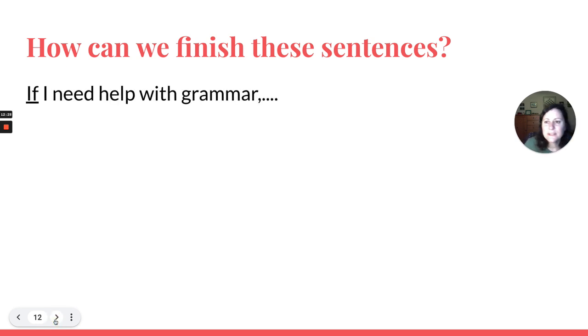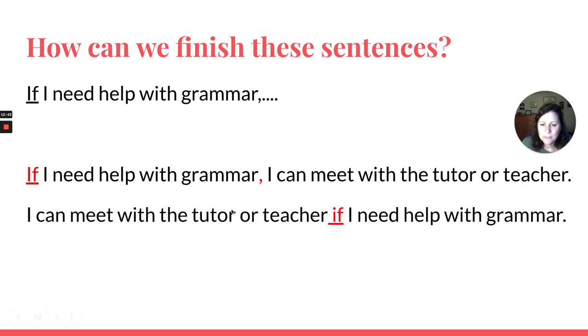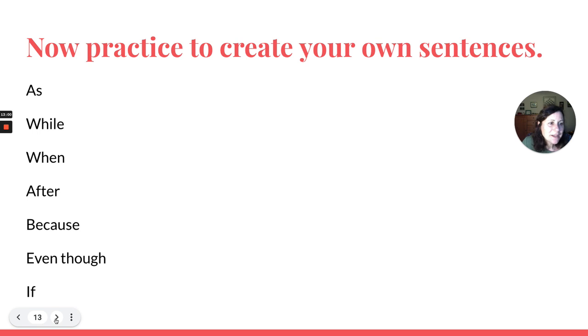Let's do one more. If I need help with grammar, what can you do? If I need help with grammar, comma, I can meet with the tutor or teacher, or bring this part to the front. I can meet with the tutor or teacher if I need help with grammar. And again, notice here I don't need a comma, but here I do. We put the comma when we begin the sentence with the dependent clause. I recommend practicing and just making your own sentences with these subordinating conjunctions. Okay?